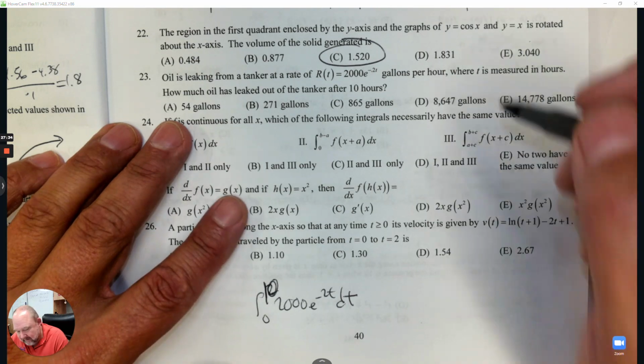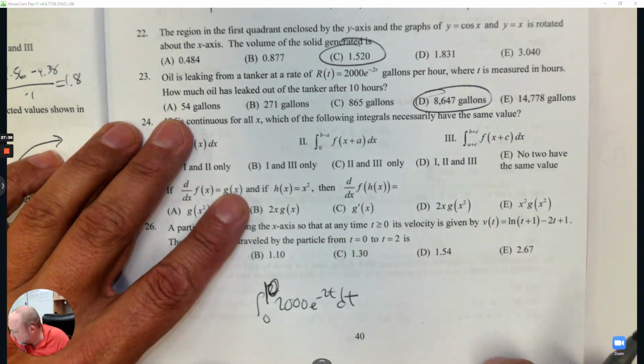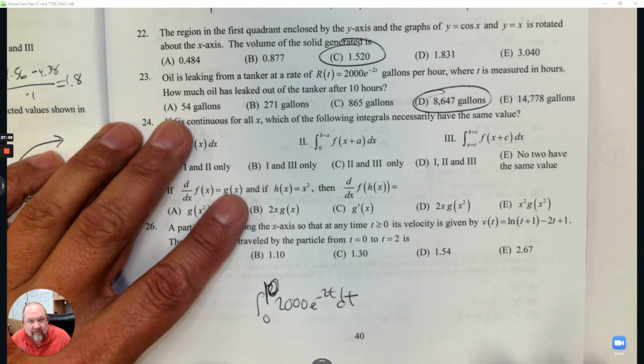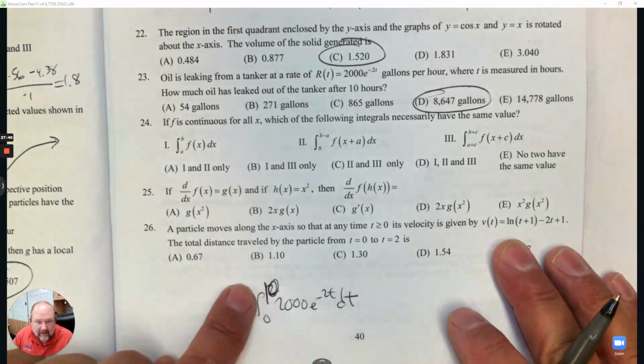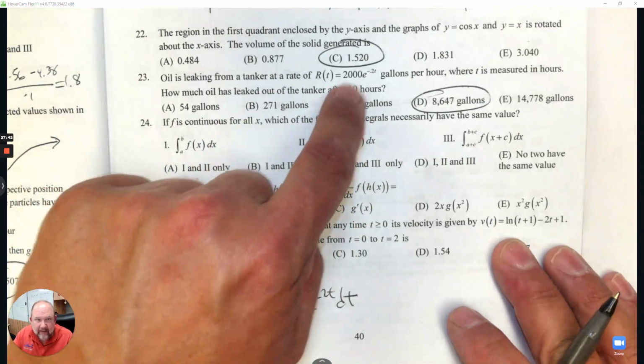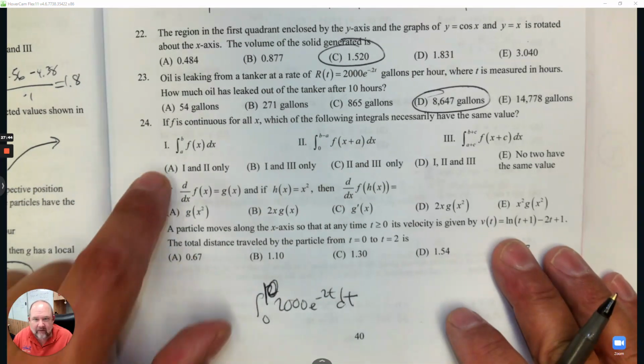Then you get 8,647 gallons. See if I'm right. This is how much. This is an integration question. They give you the bounds. They give you the rate. Just type it all in and it's done.